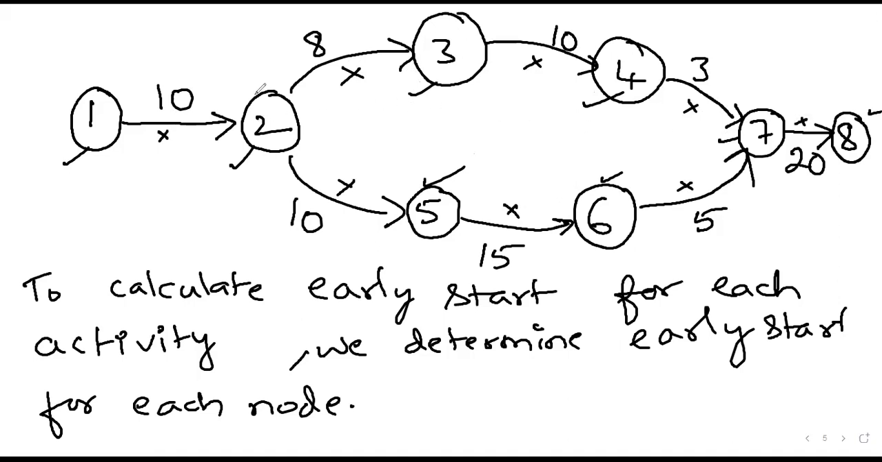to determine the early start for these circles first. Okay, so very much important. Activities are represented by these arrows. Correct? These arrows represent the activities, not the circles. Okay, circles just represent the point in time where the activity actually starts and ends. Okay, this is the meaning of this particular early start and early finish.